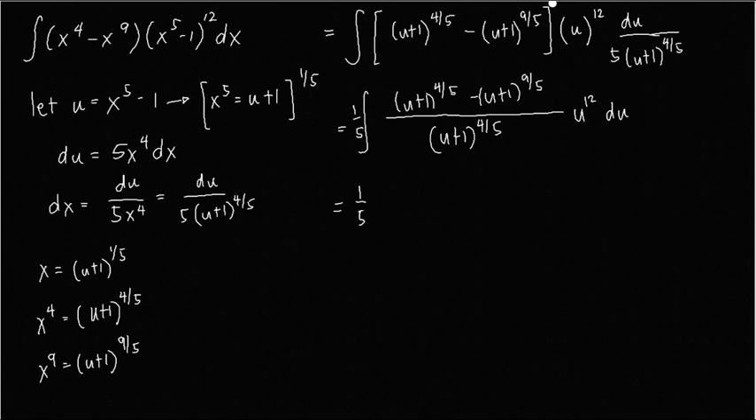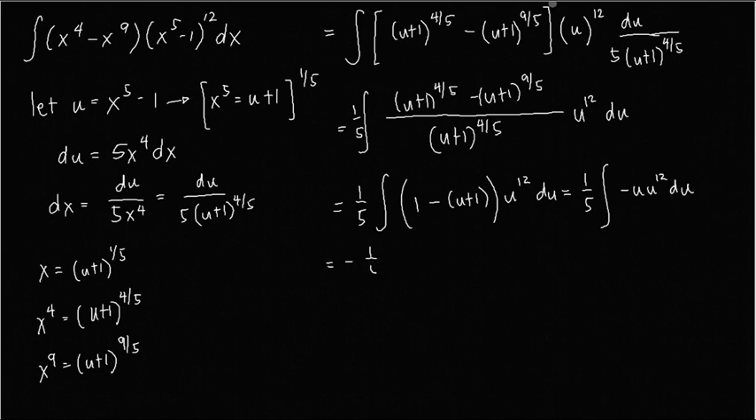So this is 1 fifth. Integral of u plus 1 raised to 4 fifths divided by u plus 1 raised to 4 fifths is just 1. Then minus u plus 1 raised to 9 fifths divided by u plus 1 raised to 4 fifths. So 9 fifths minus 4 fifths is 1. So u plus 1 will be the term, times u raised to 12 du, that is equal to what? 1 fifth integral of, this one is 1 minus the quantity u plus 1, so this is negative u times u raised to 12 du. So we can factor out the negative sign, so this is negative 1 fifth integral of u raised to 13 du.